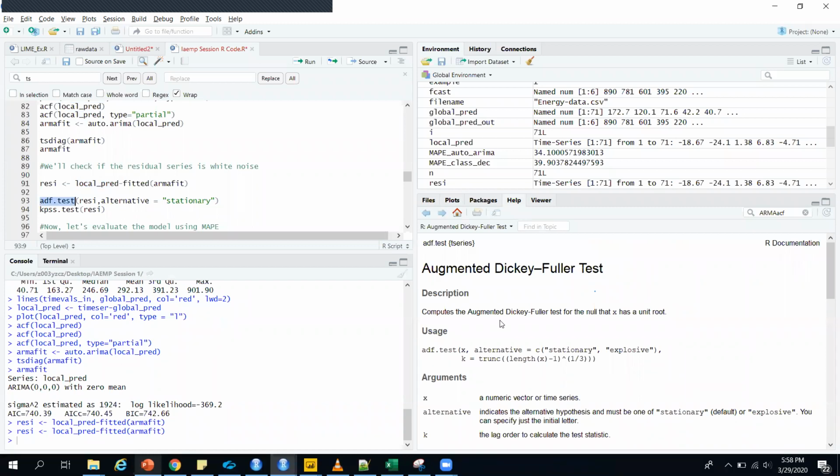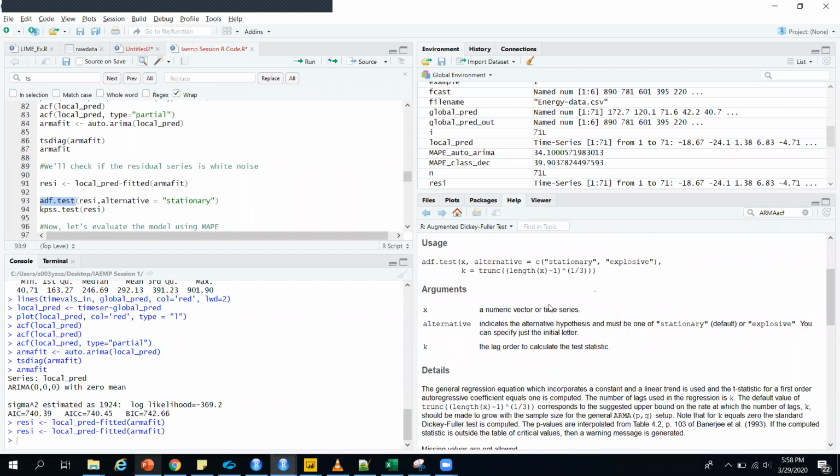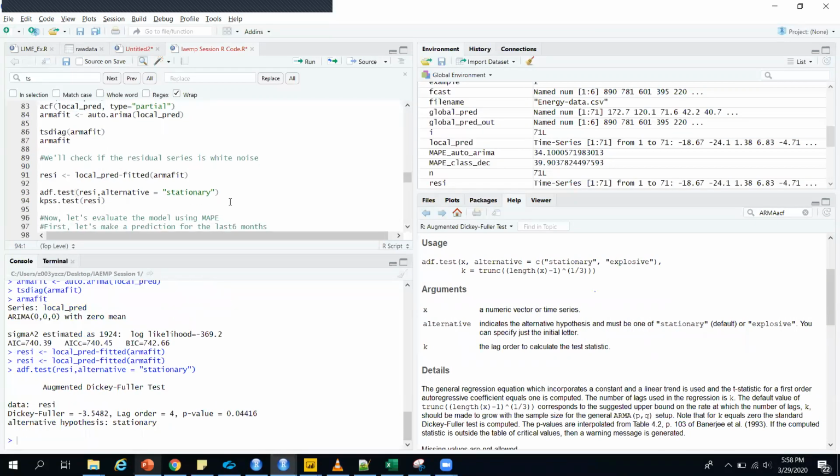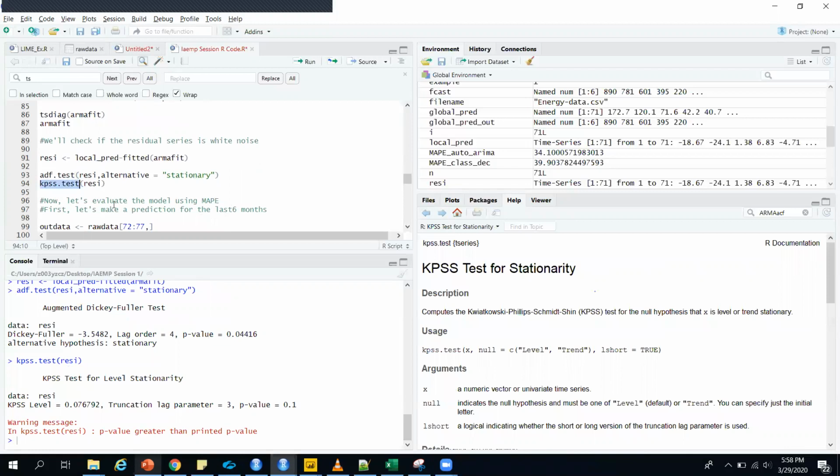The Augmented Dickey-Fuller test is normally done to see whether the noise is stationary. There is one more test, also called the KPSS test. These are the two tests which people widely use. This is a test for stationarity, and this is also a test for stationarity. It gives me a p-value of 0.04, and here the p-value is 0.1.